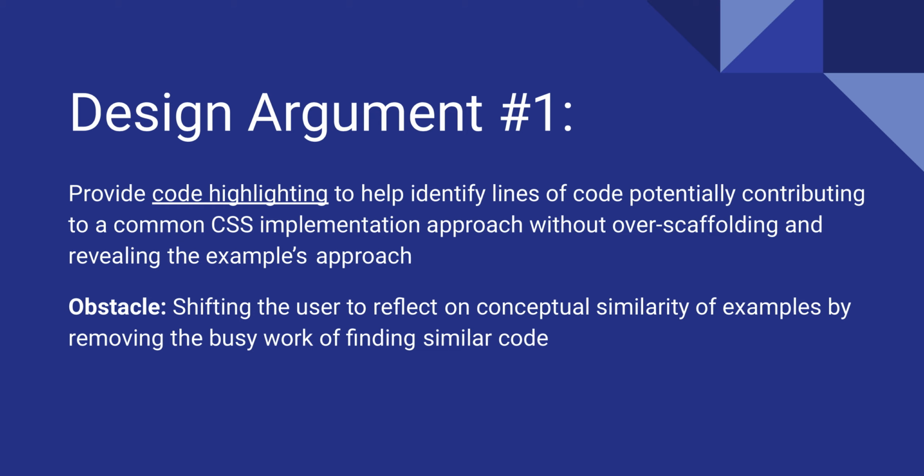The first design argument refers to code highlighting. We provide code highlighting to help identify lines of code that contribute to a common CSS implementation approach. And we do this without over-scaffolding and revealing the approach to the example. So we don't want to tell users the answer. And the obstacle to this is we're shifting the user to save them the time of finding similar code and allowing them to focus more on conceptual similarity across examples.